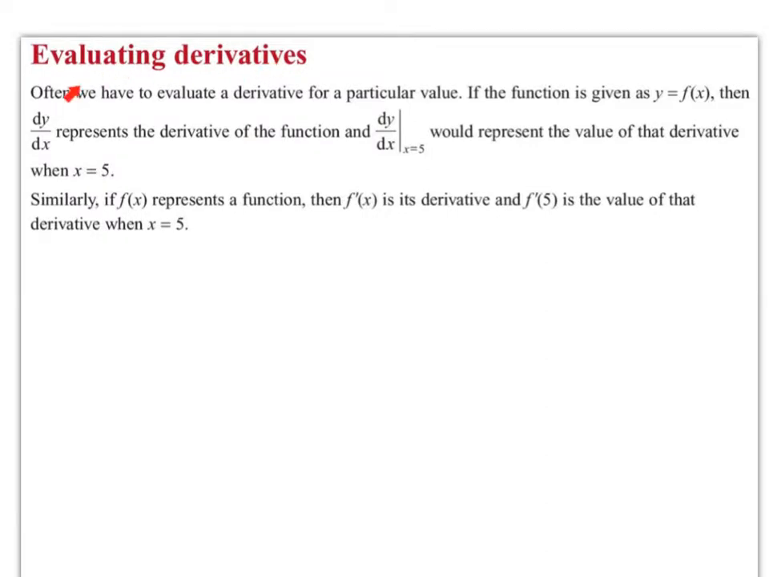Evaluating derivatives. Often we have to evaluate a derivative for a particular value. If the function is given as y equals f of x, then dy dx represents the derivative of the function, and dy dx at x is equal to 5 would represent the value of that derivative when x is equal to 5. Similarly, if f of x represents a function, then f prime x is its derivative, and f prime of 5 is the value of that derivative when x is equal to 5.